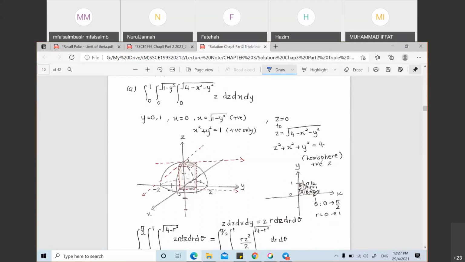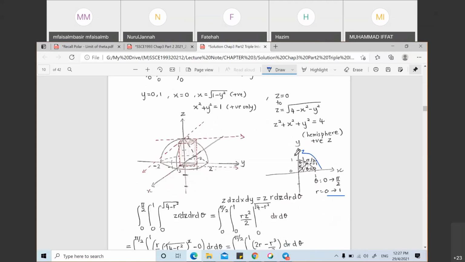So the angle will be 0 to pi over 2, which is the first octant. Your radius should be 0 to 1 because the cylinder is inside. The cylinder is smaller than the hemisphere, so that's why you take 0 to 1, not 0 to 2. Angle 0 to pi over 2 because of the first octant. Everything starts from 0. We don't consider negative y, negative z, negative x.